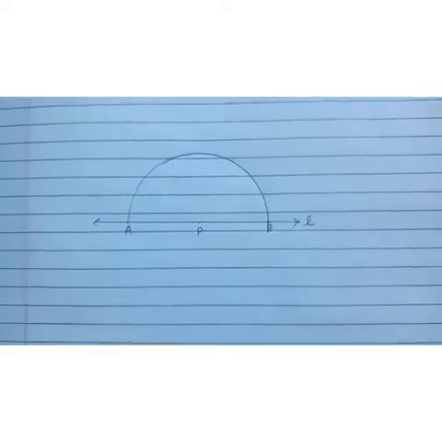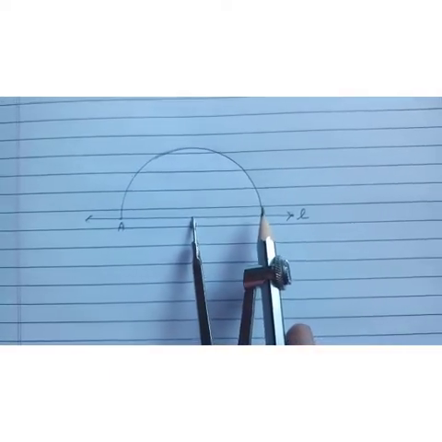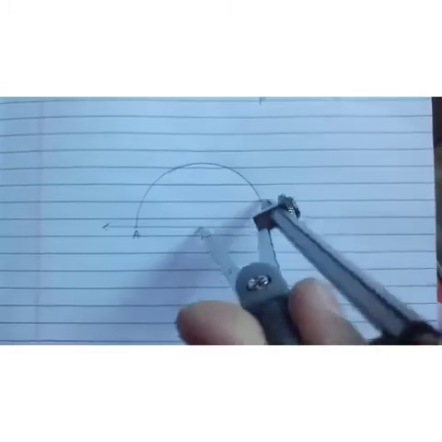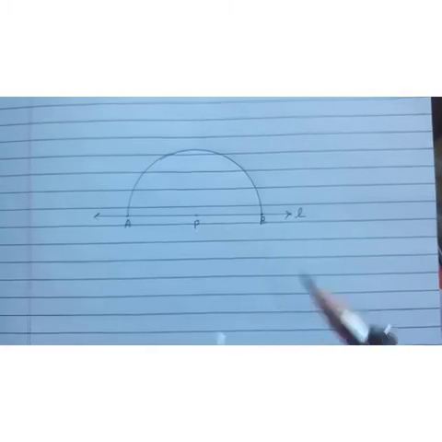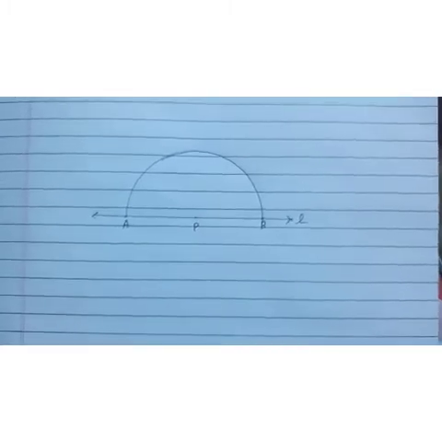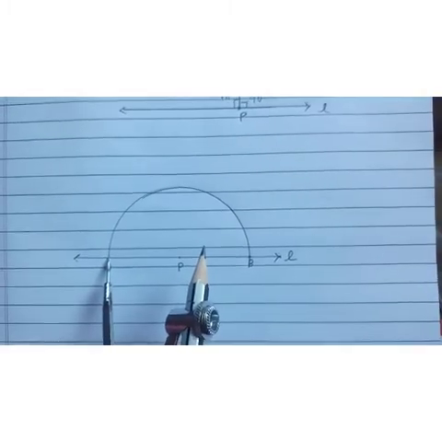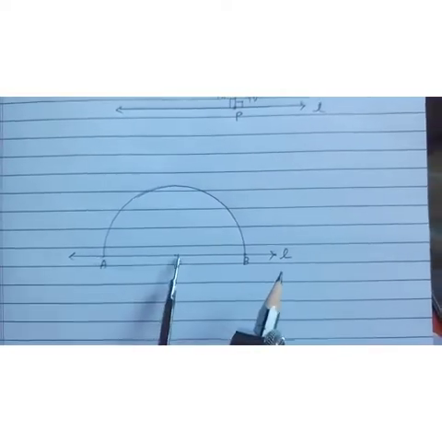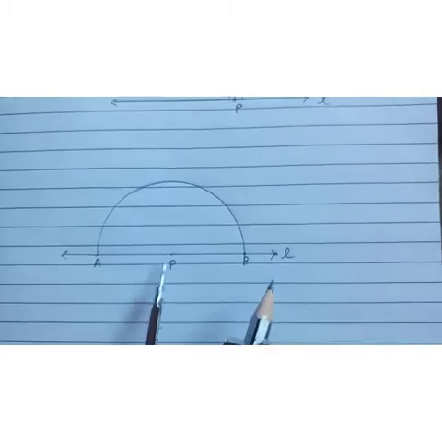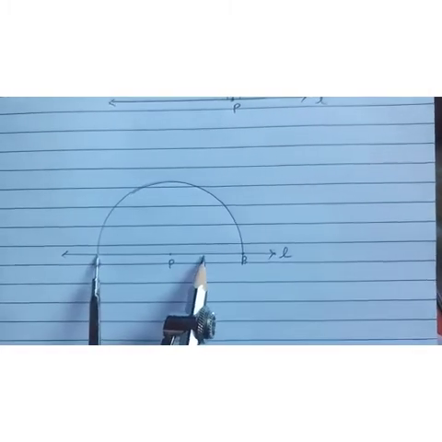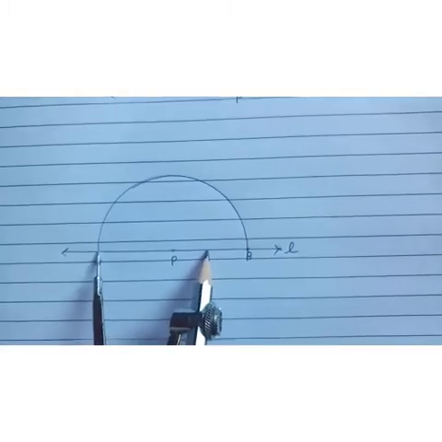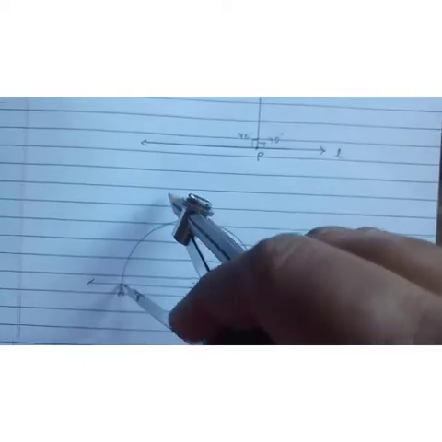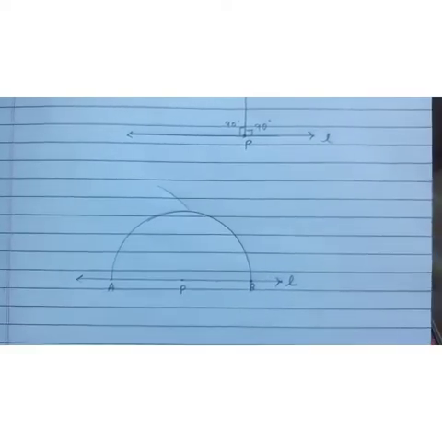So whenever you take any convenient radius with P as center, just draw an arc. So I have drawn an arc. I have got 2 points here. Next step, with A as center and radius more than AP, so the distance between this. So with A as center, take radius more than AP. Is it more than AP? Yes. Now with more than AP, draw an arc. I have drawn it.